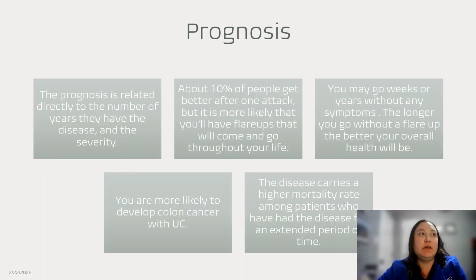Prognosis. The prognosis is related directly to the number of years that the patient has had the disease. About 10% of people will get better after one attack, but it is more likely that you'll have flare-ups that will come and go periodically throughout your life. You may go weeks or years without any symptoms, and the longer you go without a flare-up, the better your overall health will be.